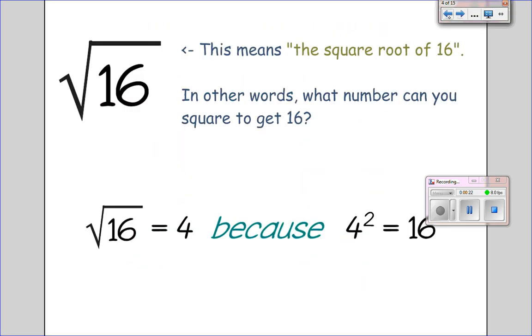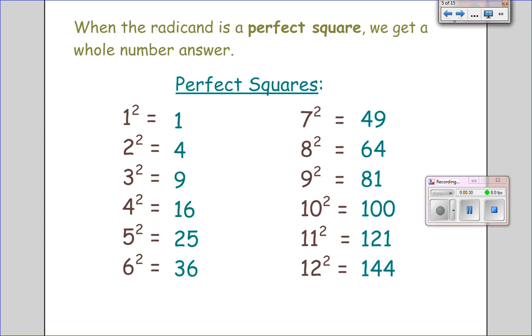So the square root of 16, that means what number can you square to get 16? Well, of course it's 4, because 4 squared is 16. Here's a list of perfect squares. You really should memorize these because when the radicand is a perfect square, we get a whole number answer. For example, the square root of 36, that would just give me 6.